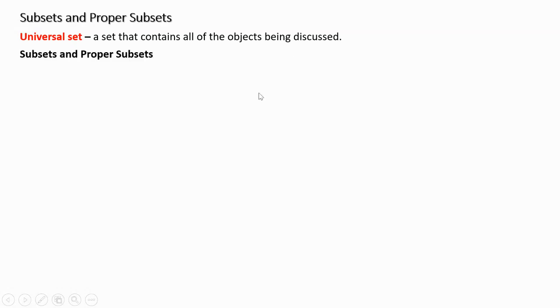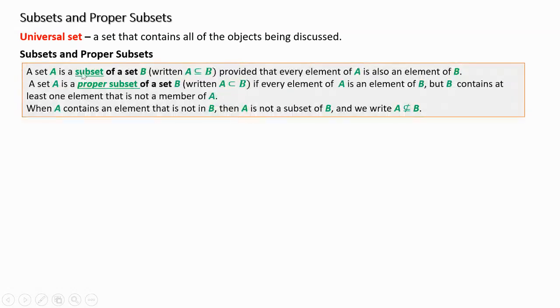Subsets and proper subsets. Universal set, a set that contains all the objects being discussed. Now subsets and proper subsets. Okay, and here's a definition. A set A is a subset of set B. And this is how you write it. The symbol for subset looks like a C, like a straight C with a line underneath.